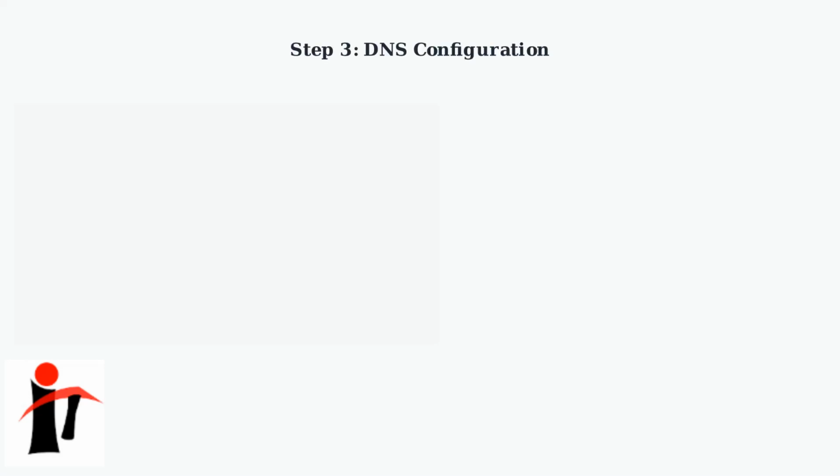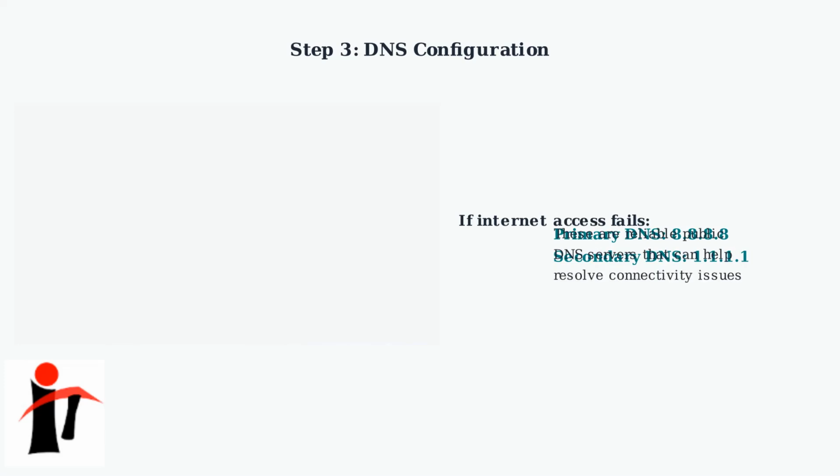If you still don't have internet access after reconfiguration, try manually setting your DNS servers. Use Google's DNS at 8.8.8.8 as your primary and Cloudflare's DNS at 1.1.1.1 as your secondary. These reliable public DNS servers often resolve connectivity issues.